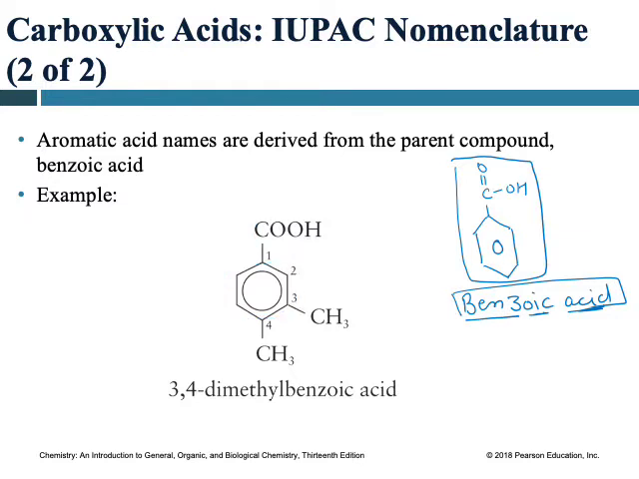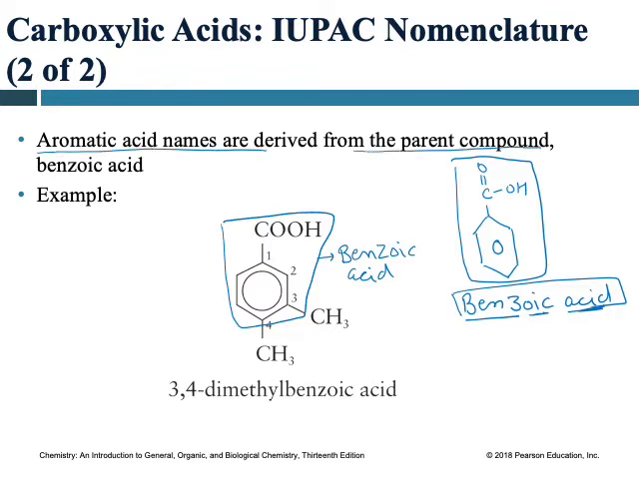So the time I see you have benzene with a carboxylic acid, I know this is what? This is benzoic acid. This is our main parent chain. Right, that's already written over here. Aromatic acid names are derived from the parent compound benzoic acid. And then you have to number the carbon that contains the main functional group, in this case the carboxylic acid group. So you have to give the priority to that carbon on the benzene ring that has the carboxylic acid group attached. So this is 1, this is 2, 3, 4. So these are the substituents.